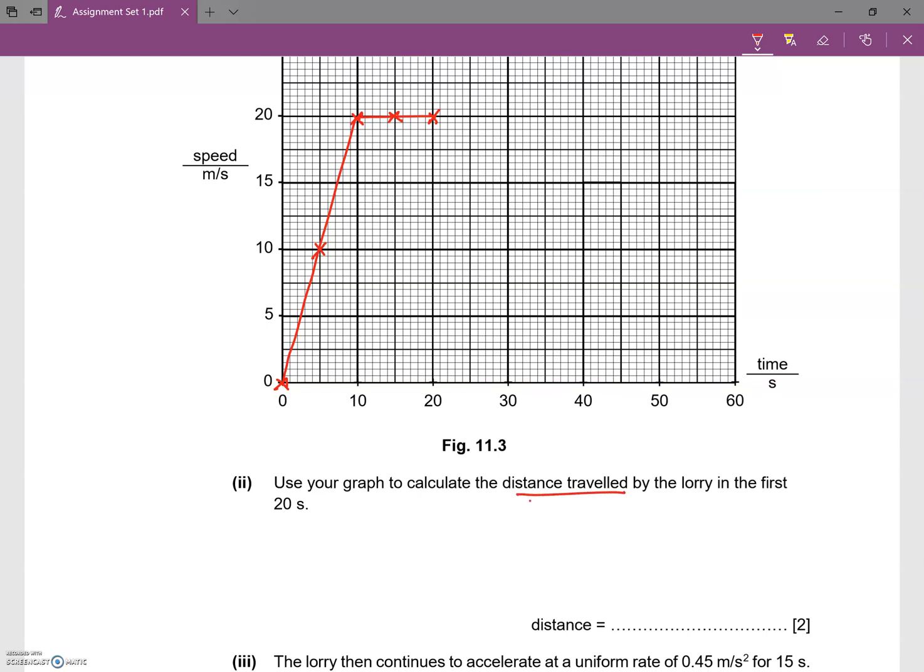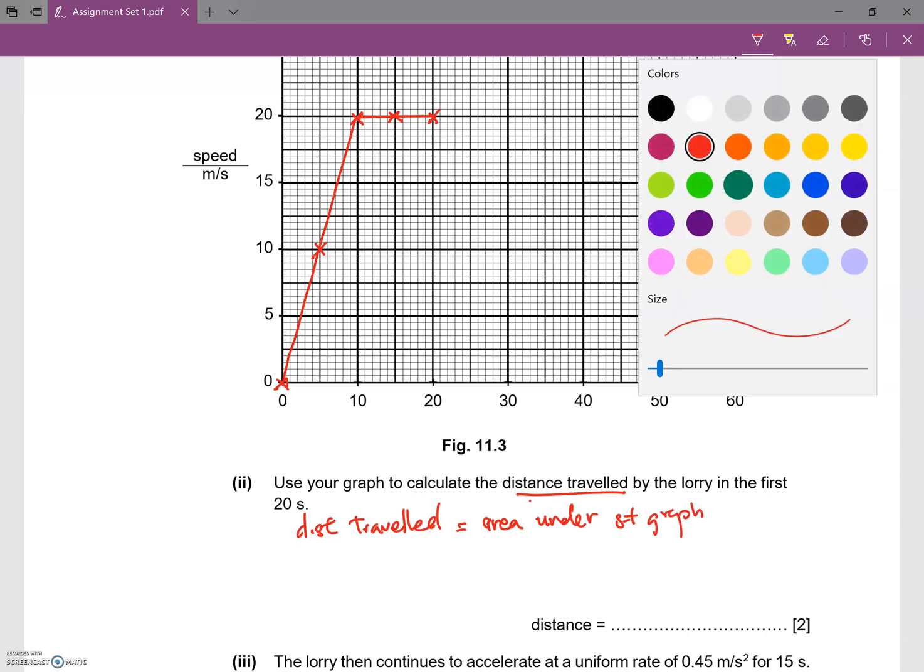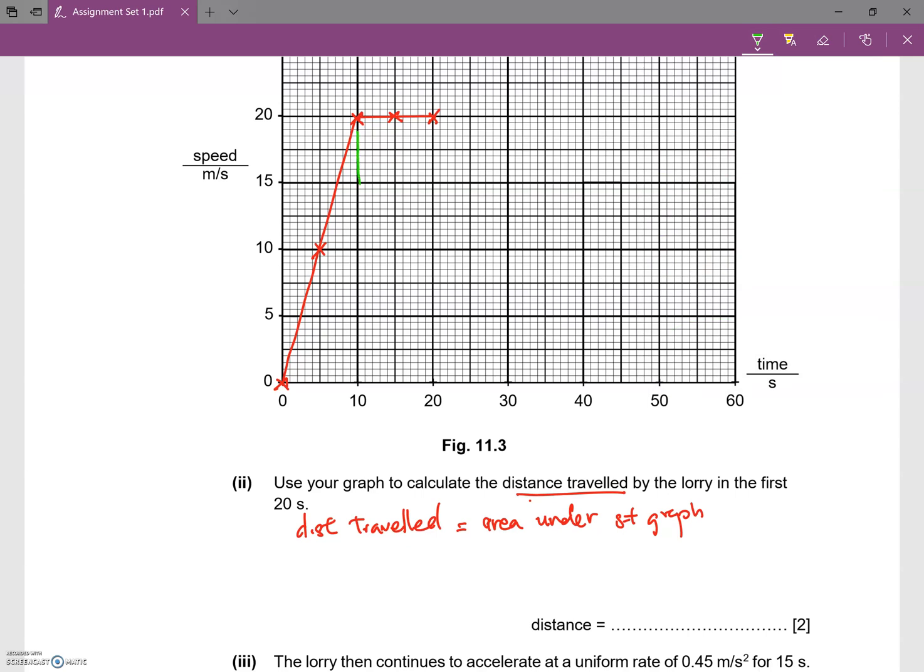So I need to find distance traveled. Now you can't use speed times time just like this because it's not a constant speed throughout the whole thing. So in this case, whenever you have a graph, you find the area under the speed-time graph. Let me use a different color to show you. We're going to use this triangle over here. The base is 10, the height is 20.